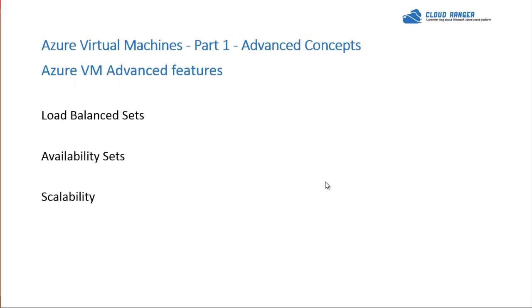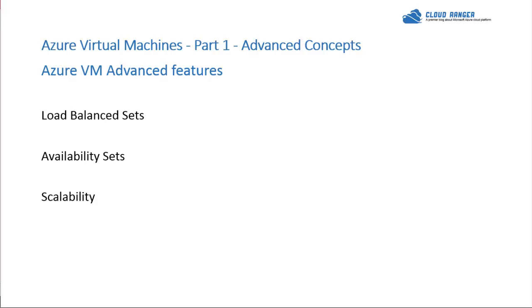Some advanced features. I'm not going to get into a lot of this, but I just want to give you an overview of what these actually are. These are the advanced features of virtual machines that you'll find with your standard images: they can be load balanced, there can be availability sets and scalability. I'm going to get into much more detail on these in upcoming sessions.